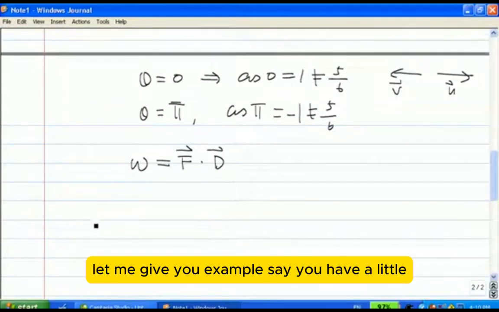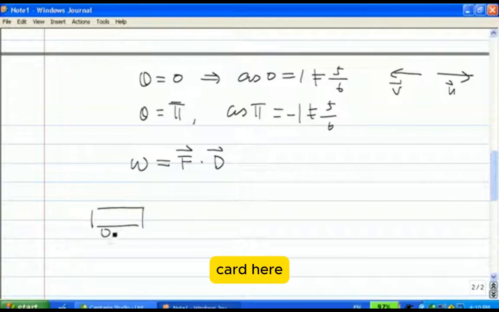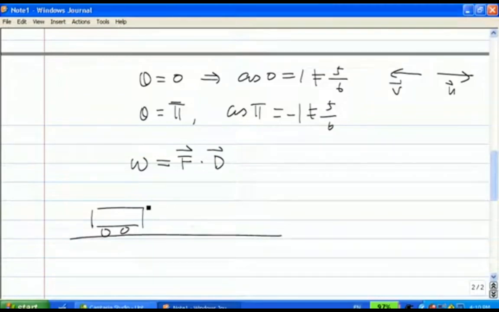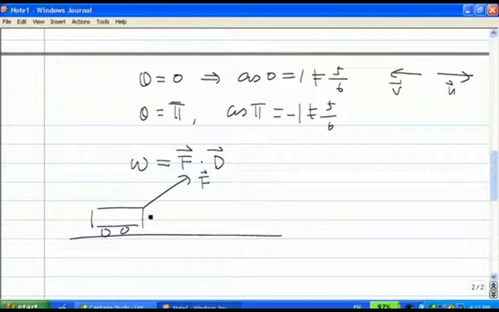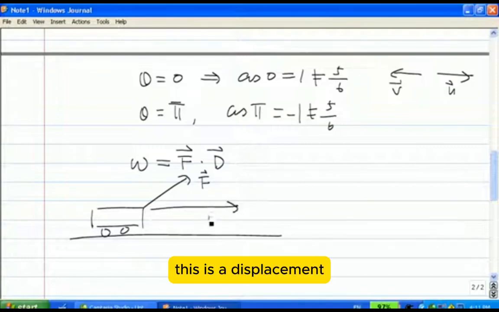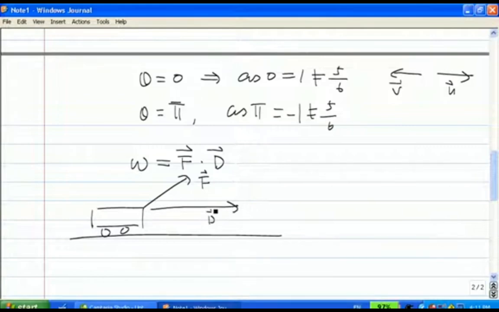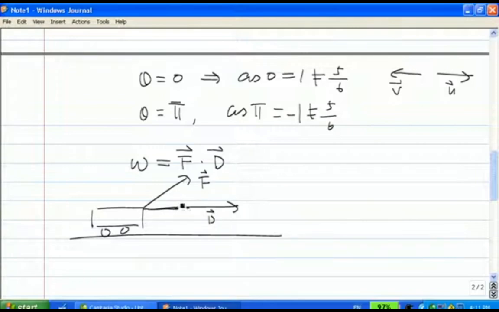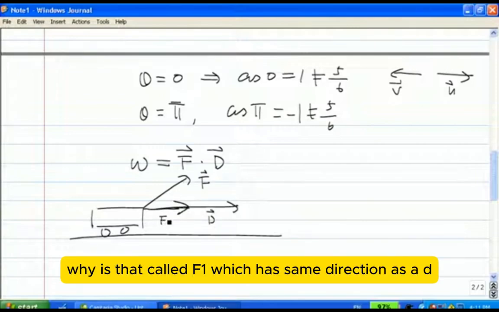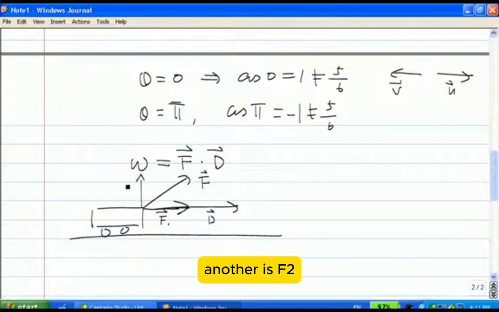Let me give you an example. Say you have a little cart here, and you have a force here, and your cart goes this way. This is the displacement. Now this force can be decomposed into two components. One is called F1, which is in the same direction as D. Another is F2.